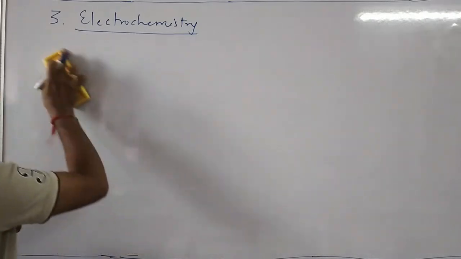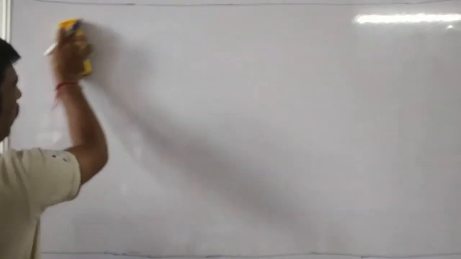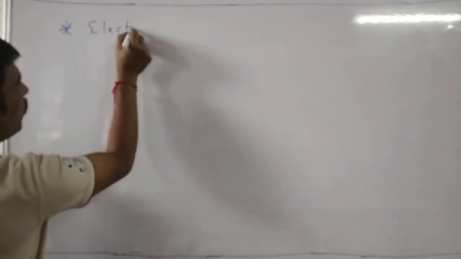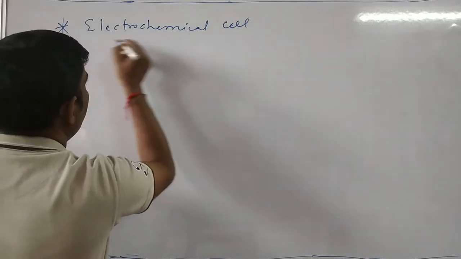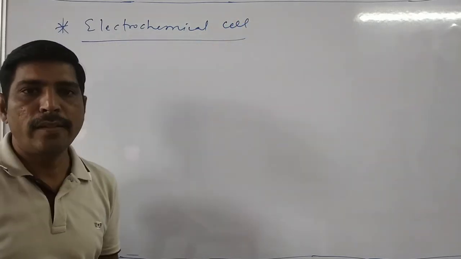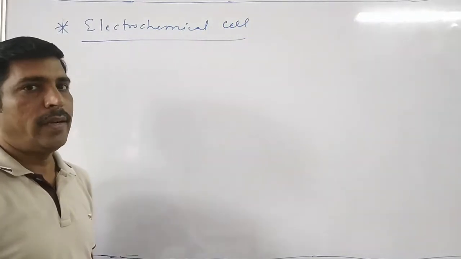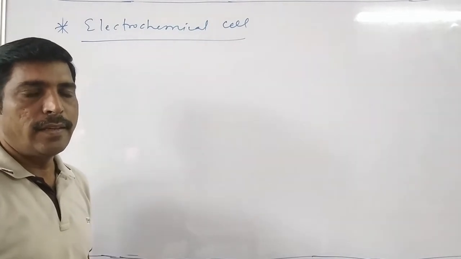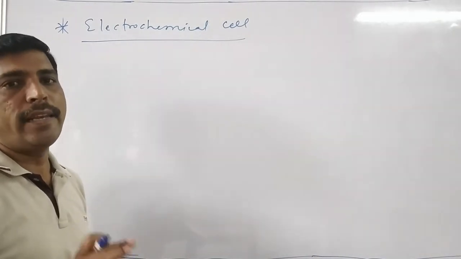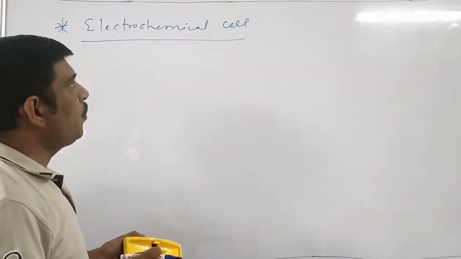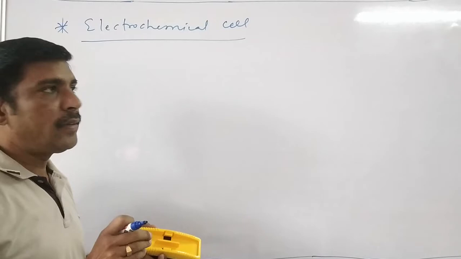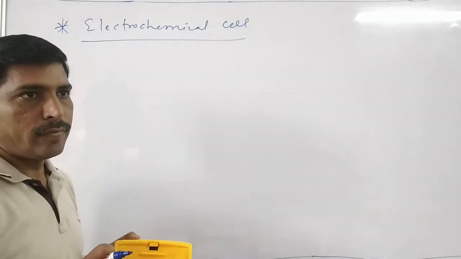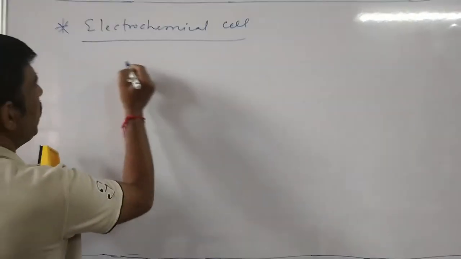Now we will discuss the electrochemical cell. Very important point. Electrochemical cell. So, what is an electrochemical cell? An electrochemical cell is a simple device that studies chemical reactions electrically. Electrically, how chemical reactions happen in connection with the electric current.